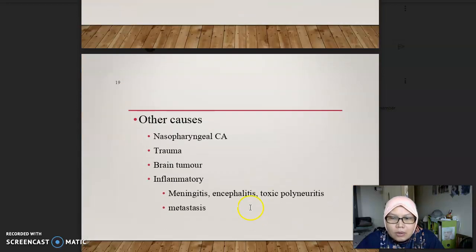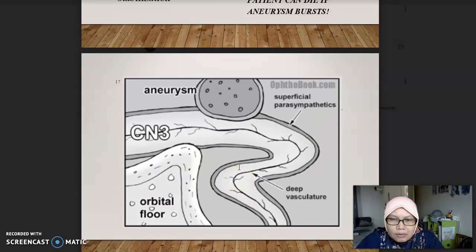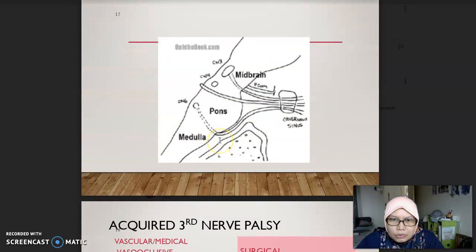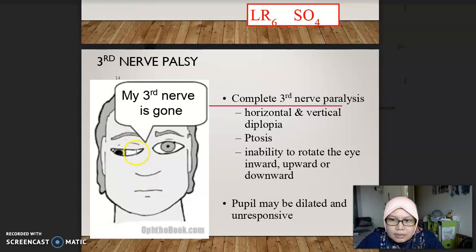However, other than aneurysm, it can also be other causes like tumor, cancer, nasopharyngeal carcinoma, trauma, brain tumor, or inflammation of the cranial nerve, like meningitis, encephalitis, toxic polyneuritis, and even brain metastasis. However, if the patient comes to you like this but the pupil is normal, you can assume that the patient has a medical third nerve palsy.